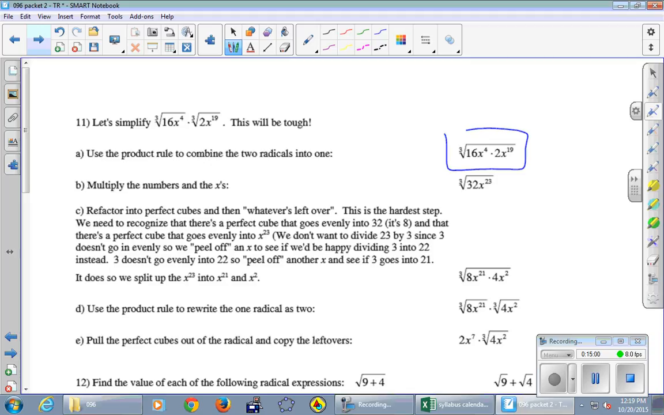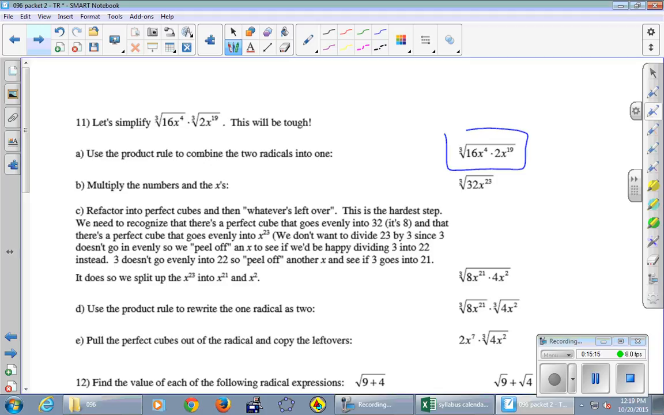Then we're going to do this multiplication. 16 times 2 is 32. What do I do with the powers? X to the 4 and x to the 19. We add them. That's one of our old properties now. So we get x to the 23. So 32x to the 23.